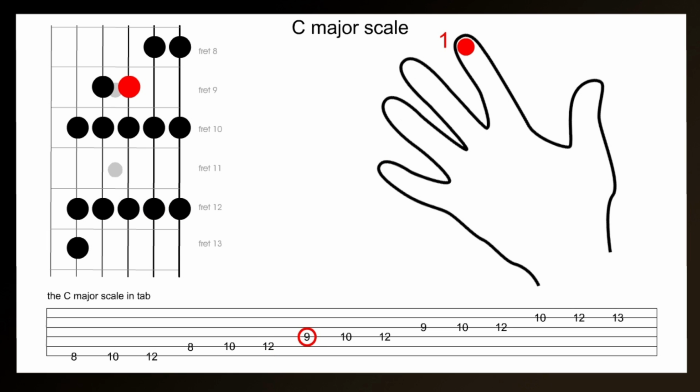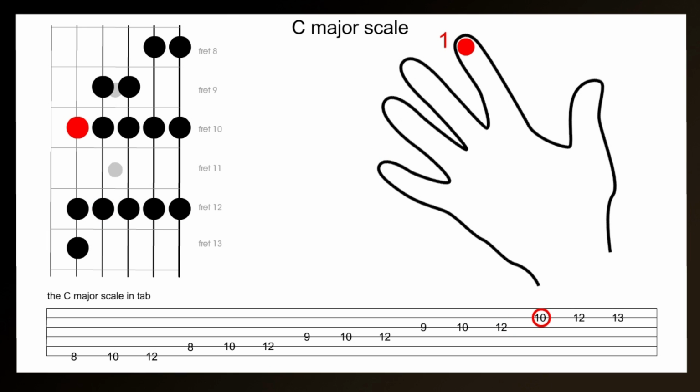Play the 9th fret of the D string with the 1st finger. Then the 10th fret of the D string with the 2nd finger. Then the 12th fret of the D string with the 4th finger. Play the 9th fret of the G string with the 1st finger. Then the 10th fret of the G string with the 2nd finger. Then the 12th fret of the G string with the 4th finger.